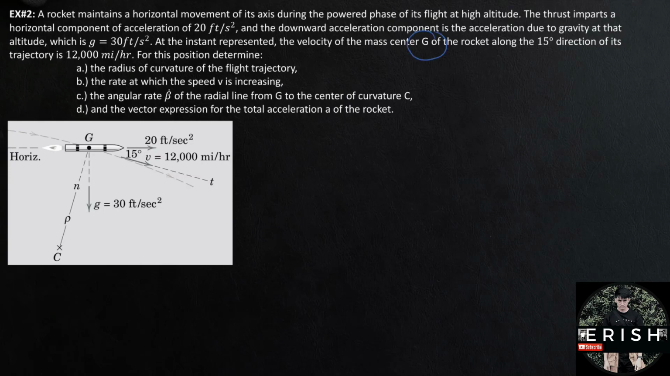Ito, yung mass center G is located here, at the center of the gravity of the rocket. We have 4 questions. For this position, determine, letter A, the radius of curvature of the flight trajectory. Letter B, the rate at which the speed v is increasing. Letter C, the angular rate beta prime of the radial line from G to the center of curvature C. And letter D, the vector expression for the total acceleration A of the rocket.